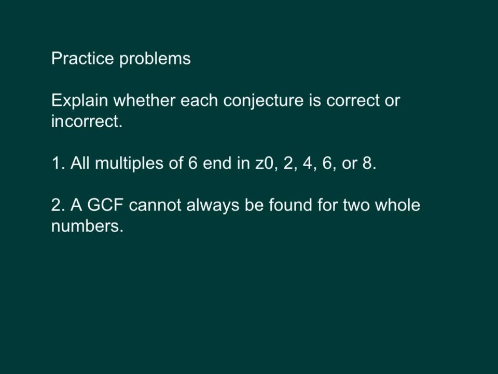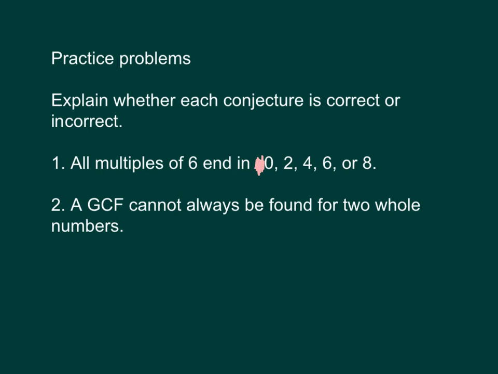You have 2 conjectures that you're going to prove to be correct or incorrect. That's a typo. So number 1 says all multiples of 6 end in 0, 2, 4, 6, or 8. Remember, multiples are skip counting. So if you were skip counting by 6's, all of your numbers should end in 0, 2, 4, 6, or 8.